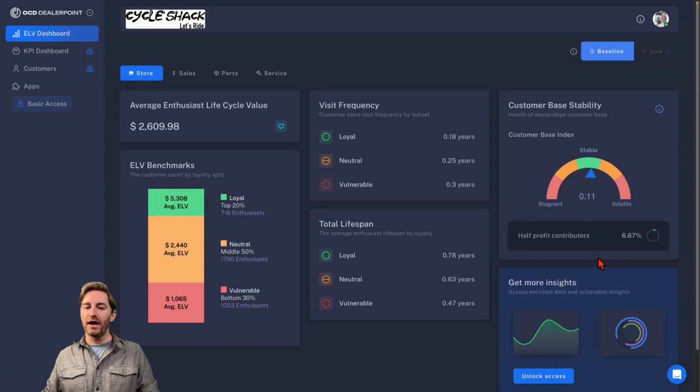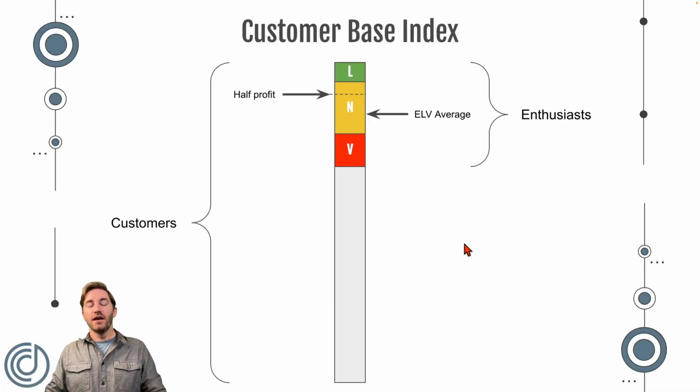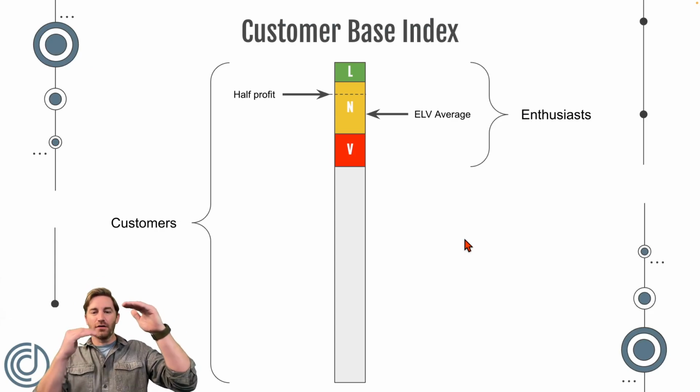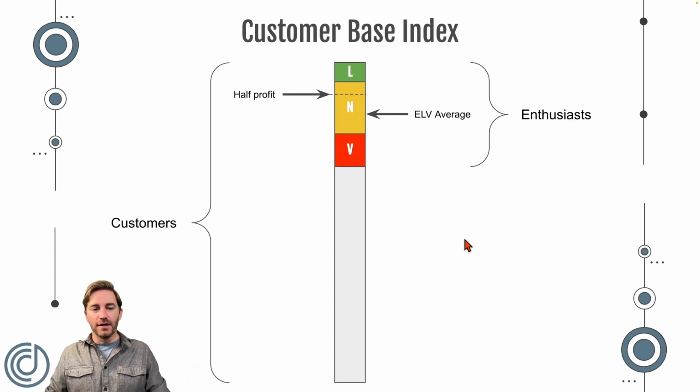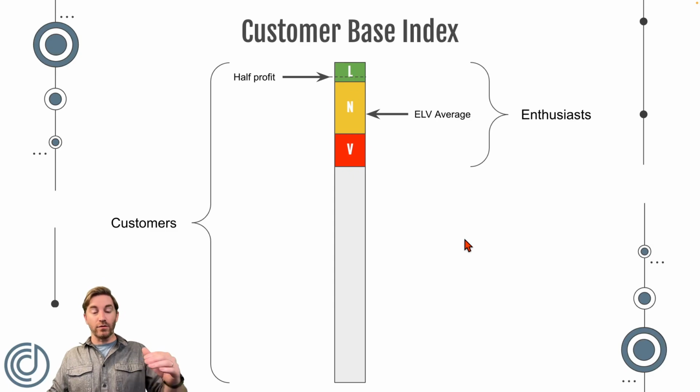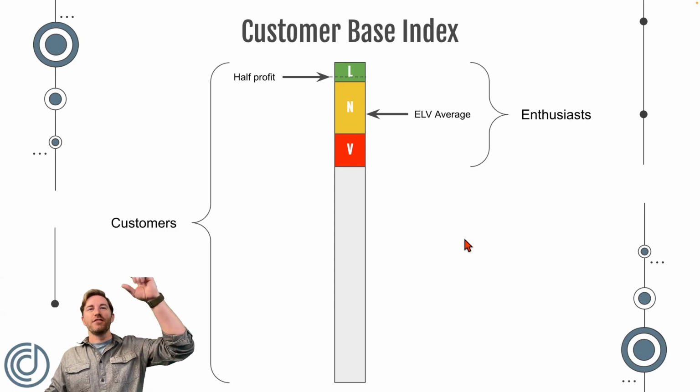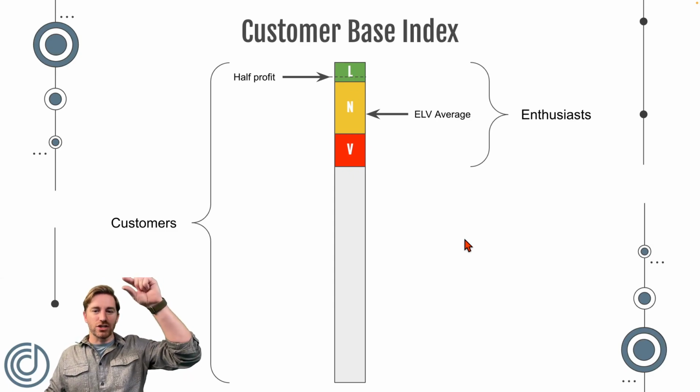That was a number we can compare to our ELV. What would it mean if that number compared higher or lower to ELV? Here's what I mean. For the store that we studied, their half profit number was higher than their average ELV number. But some stores actually had a number that was even higher than that. It was really just a small section of their loyals making up half of their profitability.